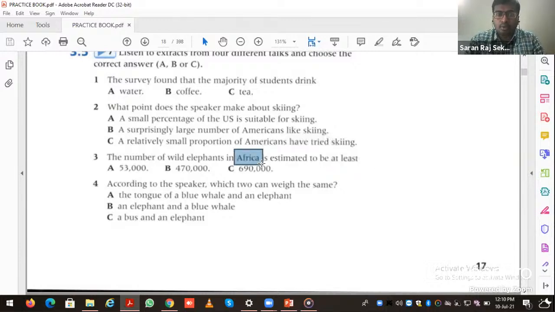Basically, in the audio, they don't give us a direct answer. They will mention one more piece of information as a distractor, which we have to avoid. So let me play the audio for the third one.